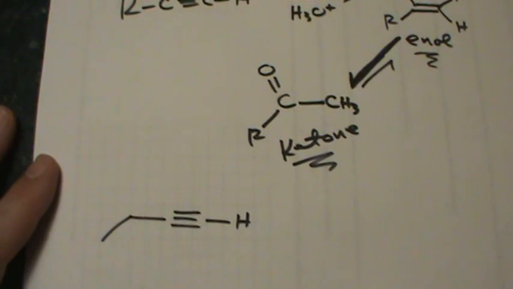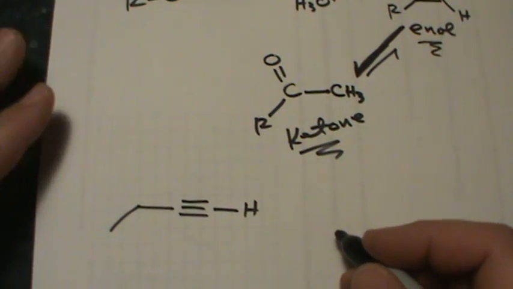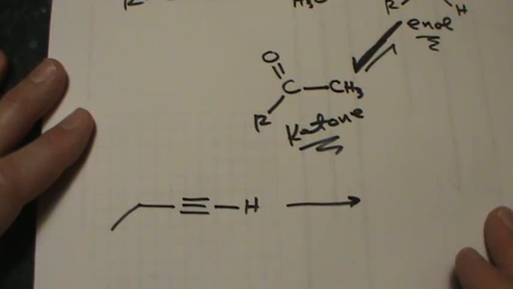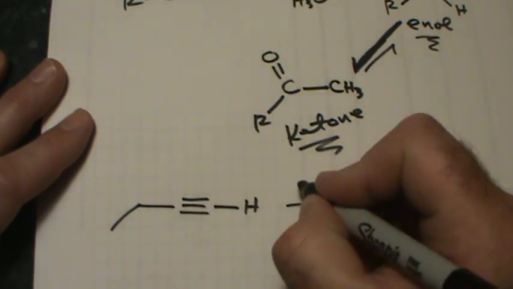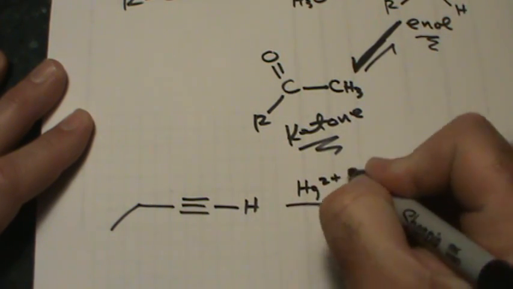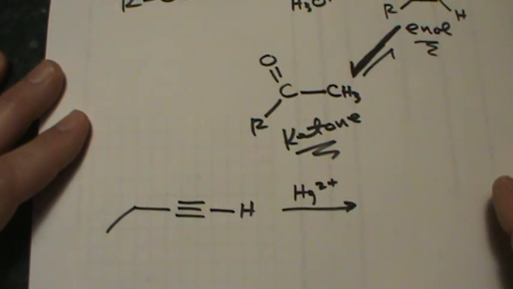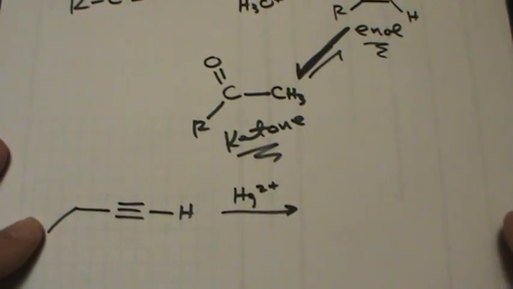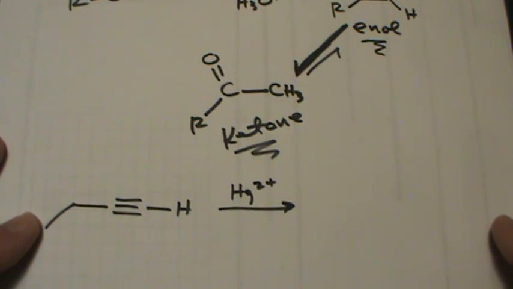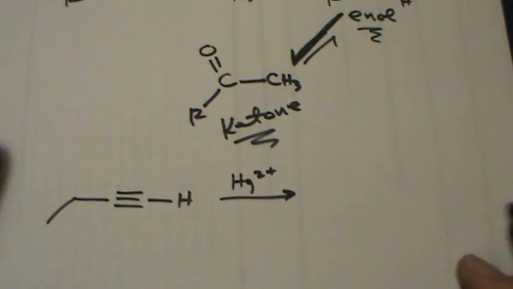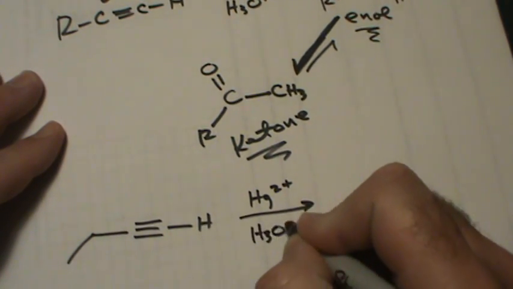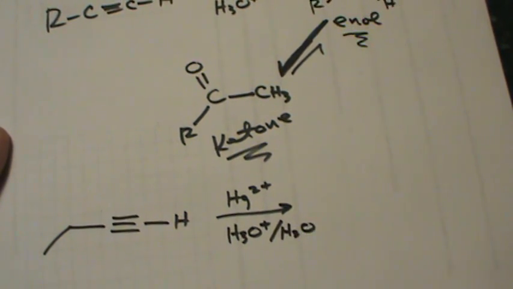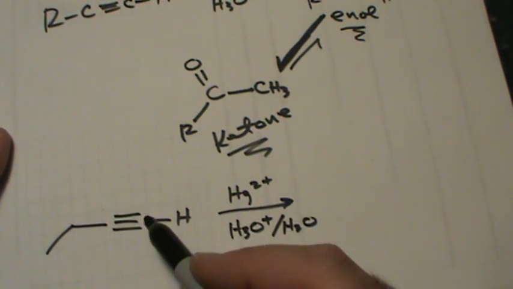Okay, here I've replaced the R group with an ethyl, so we're giving this a little bit more of a defined structure, and we're going to treat it with a mercury cation. Again, typically a mercury sulfate would be used to produce the mercury 2+ cation in aqueous solution. And we usually have a little bit of acid present, so we'll use some H3O+ as well. Under these conditions, we're going to do a Markovnikov hydration.